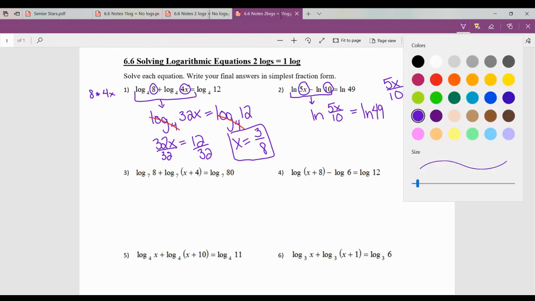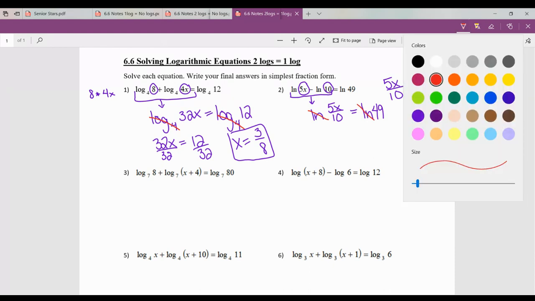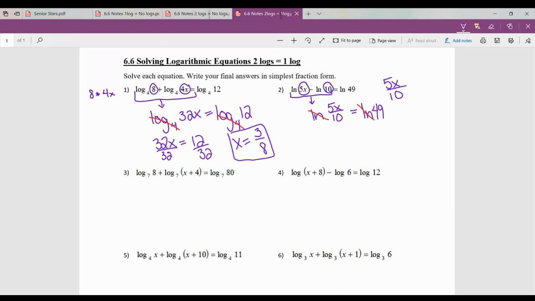And now because I have 1 log on one side and 1 log on the other, I have the natural log on this side and the natural log on that side. I can cross out those logs from each side. And now I have 5x over 10 equals 49. I can simplify that. Divide by 5, we're going to get 1x over 2 equals 49. Last step, I'm going to multiply both sides by 2. And I get x equals, because these 2's cancel, 98.